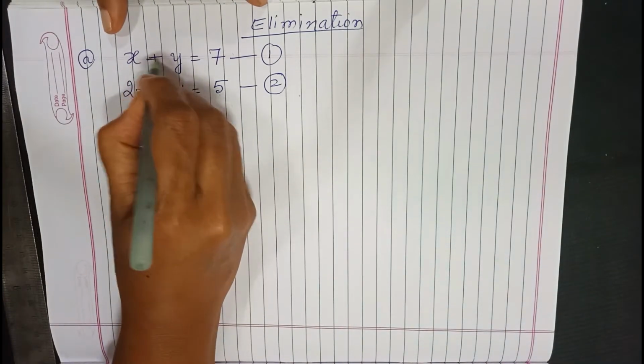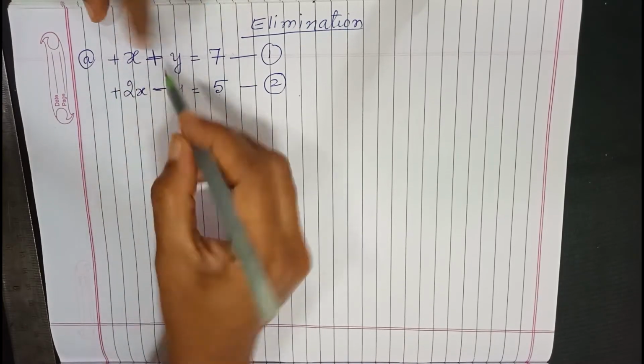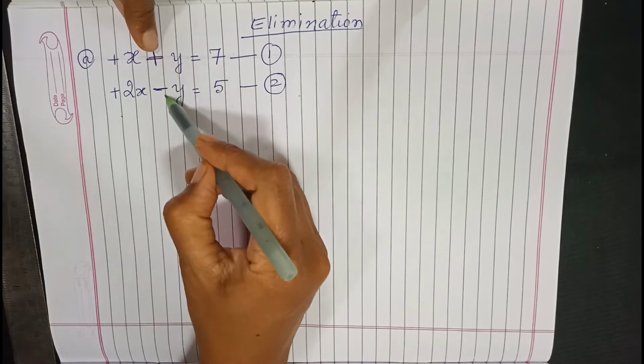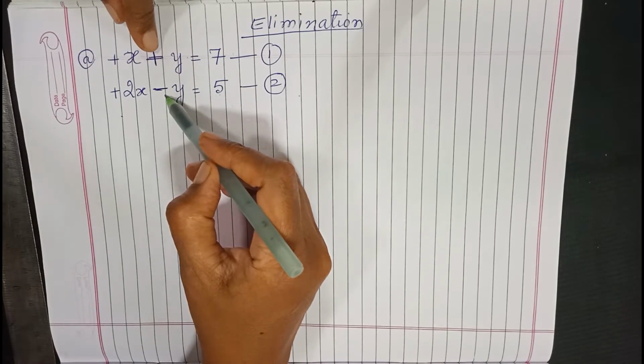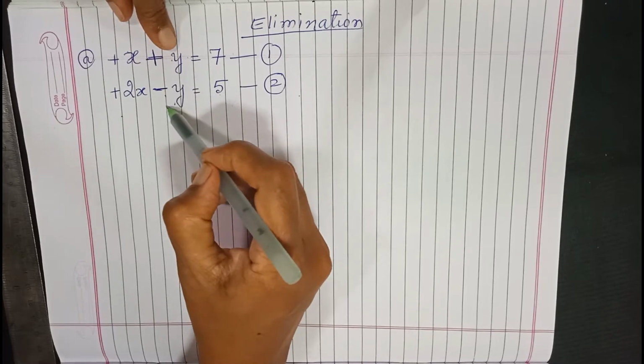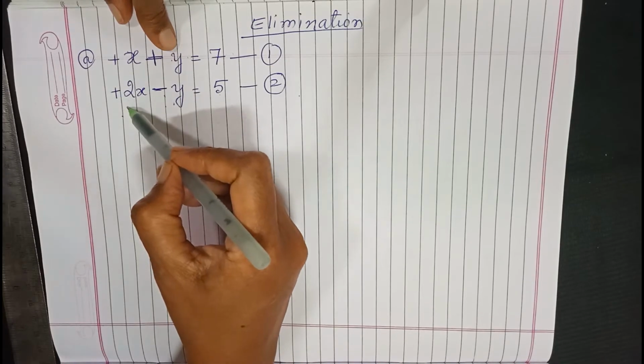First of all, what you should see is the sign, right? Now here you can see both the x terms are plus, and in y, one term is plus and one term is minus. So we know if I add these two equations, plus 1y and minus 1y will get eliminated or cancelled, and what will remain is only x.